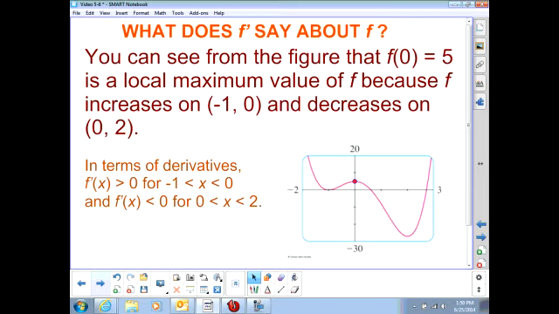So you can see, looking at this original graph of an f, an original function, our minimum occurs when we go from decreasing to increasing. And our maximum occurs when we go from increasing to decreasing. So a minus to a plus will cause a min, and a plus going to a minus will cause a max. And this is what will tell us where we will have maxes and or mins.